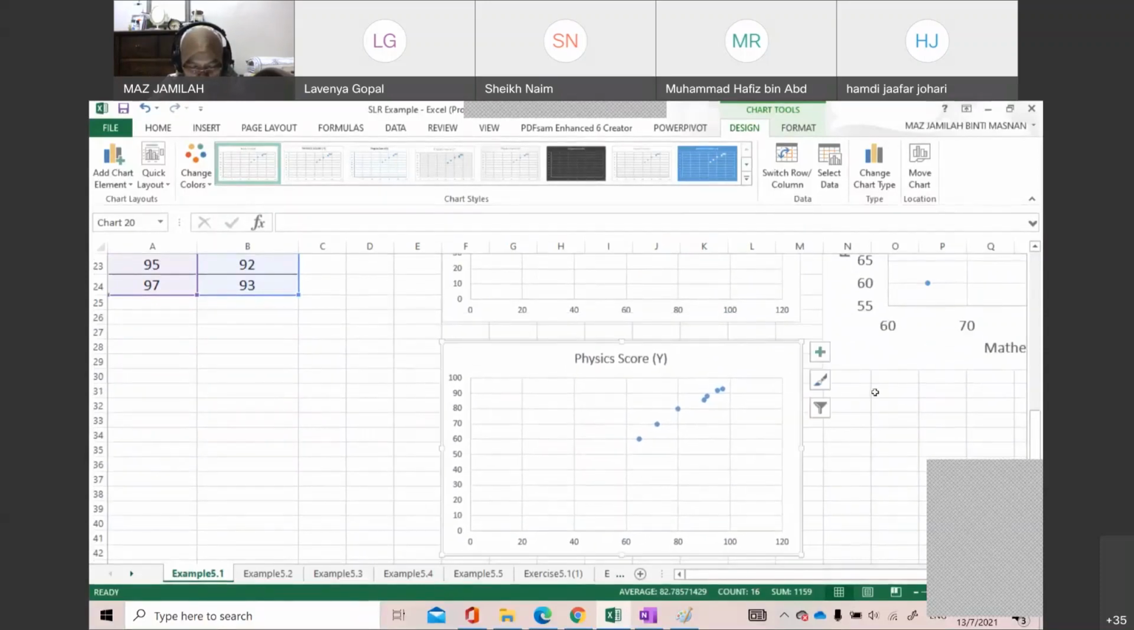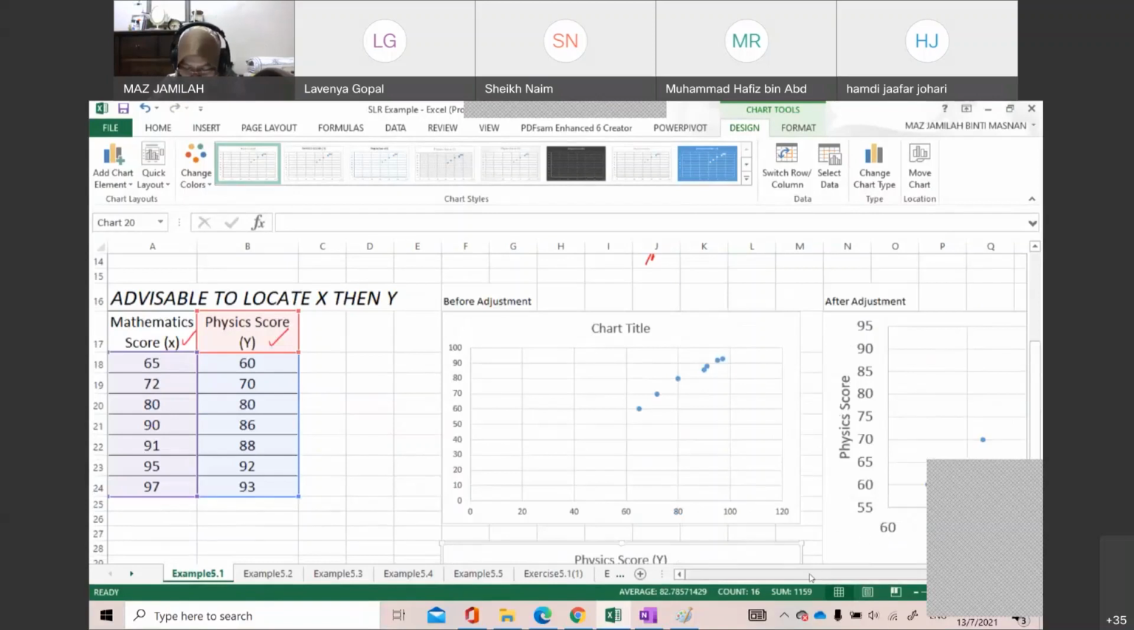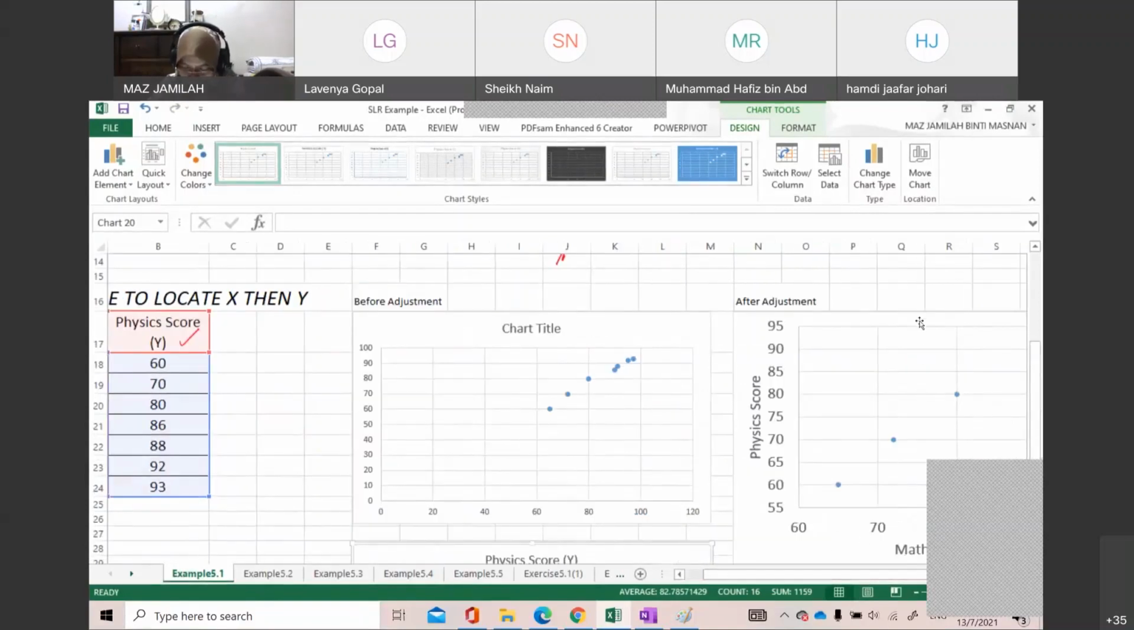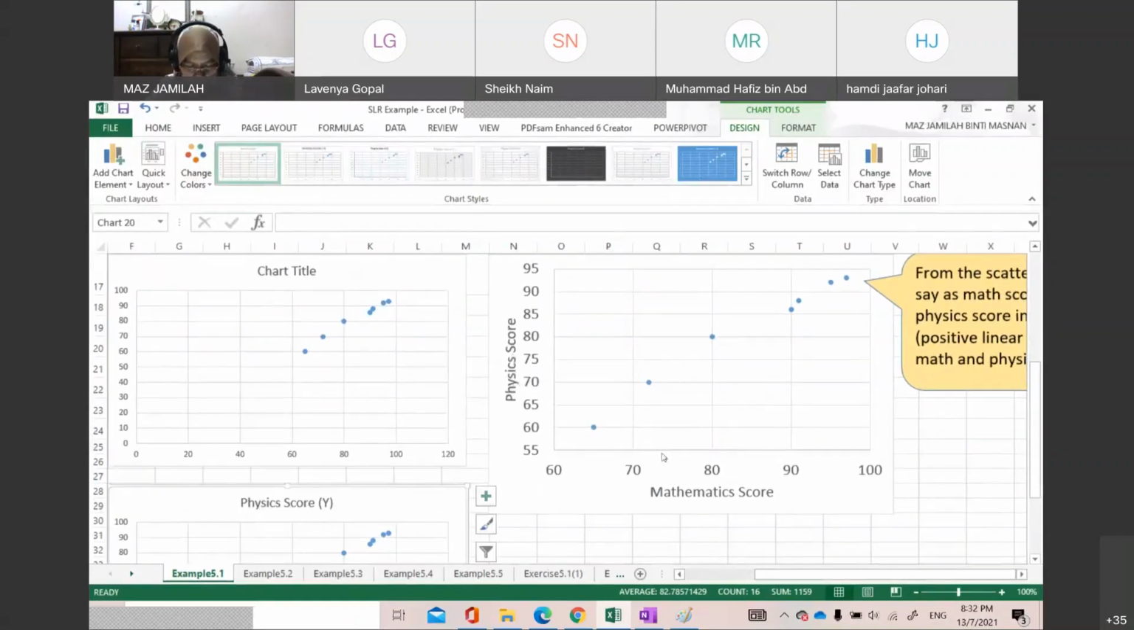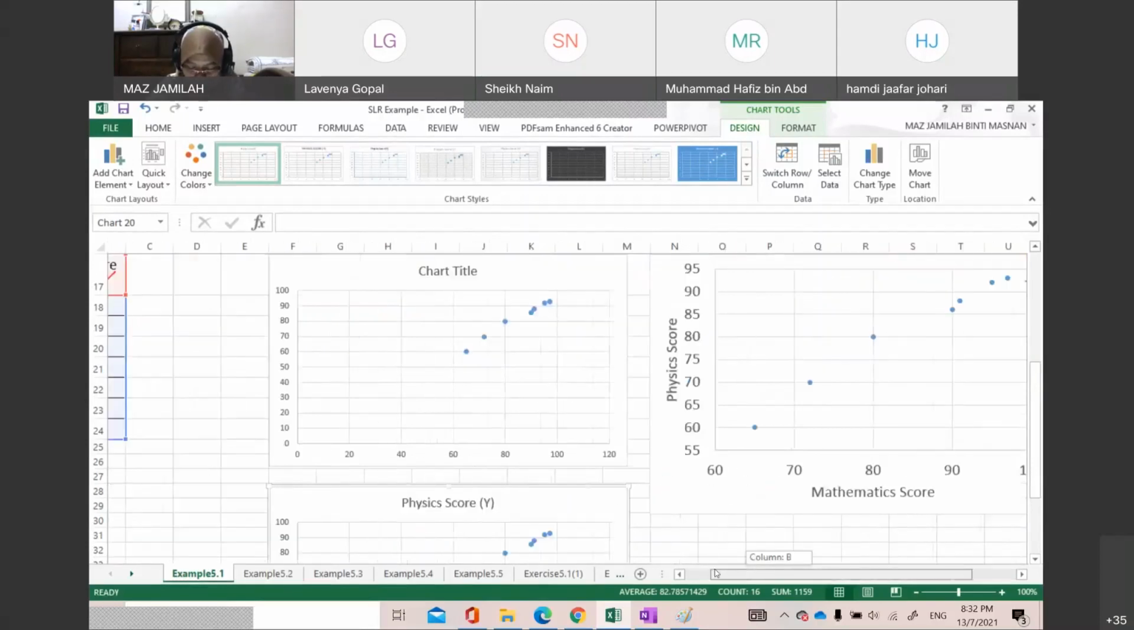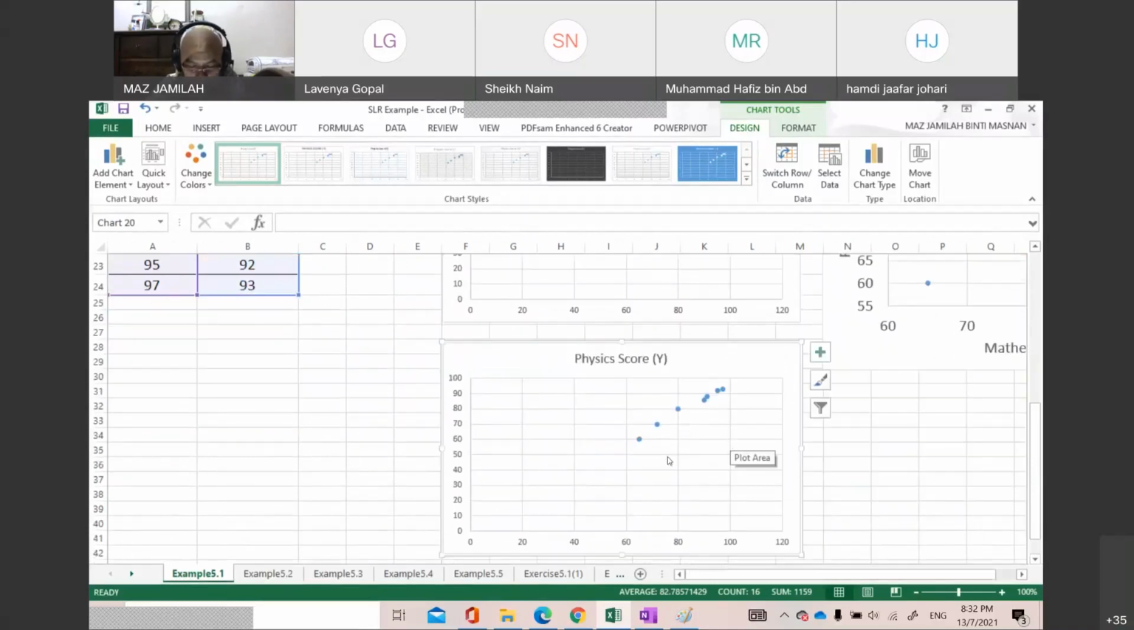So I would like to have my graph as nicely as this one. Okay? If you look at this particular graph, you can see you have physics score, you have mathematics score, and your x-axis and y-axis are nicely portrayed in terms of the range of values. If you do not change, you will have kind of this particular graph.